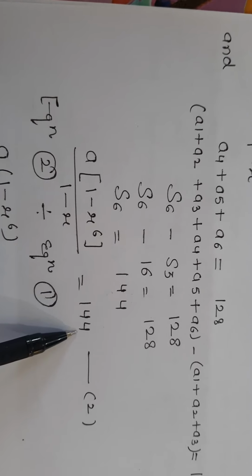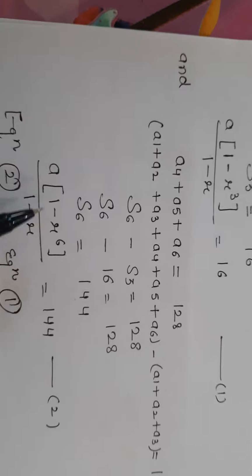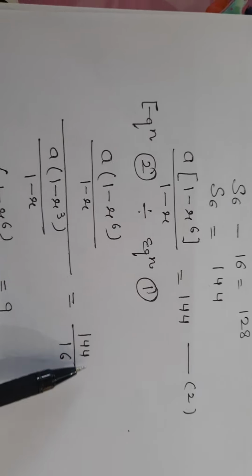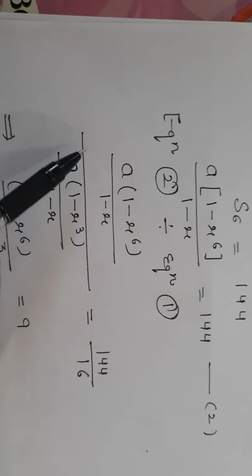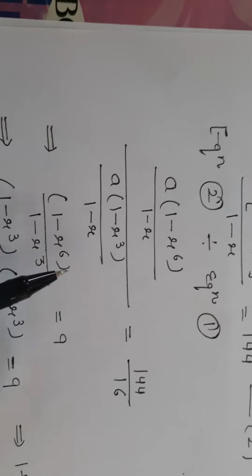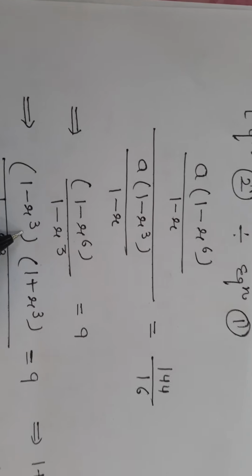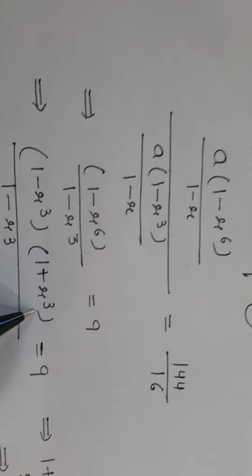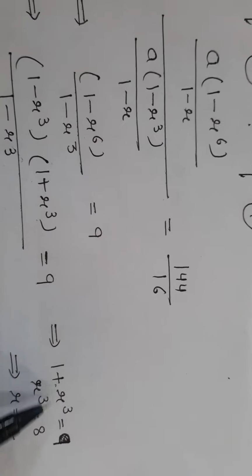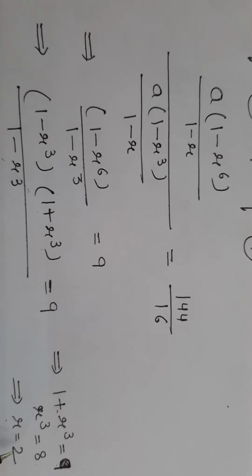Now next step, if you divide equation 2 by equation 1, A will be cancelled, so that means you are going to have the value of R. So this is next step. Look here, A is going to cancel, 1 by R is also cancelled, you are left with these two terms. Now further it can be written as 1 minus R cube into 1 plus R cube, right? Again this is cancelled, so you are going to have 1 plus R cube is 9. So R cube is 8 or R is 2.